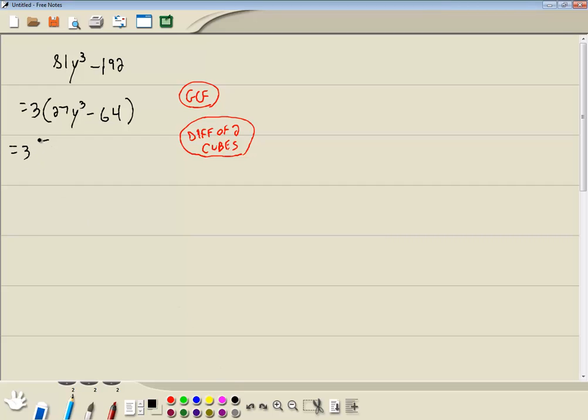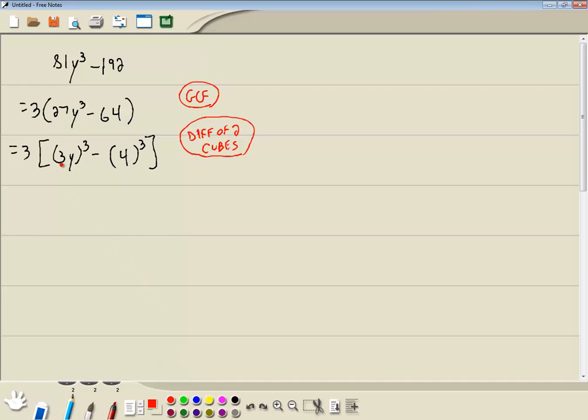The 3 just carries down, and we're going to try to rewrite this as something to the third power minus something else to the third power. Now you take a look at each individual piece and you ask yourself what times itself 3 times gives you that. For example, 27 is 3 times 3 times 3. The y to the third is y times y times y. And 64 is 4 times 4 times 4.